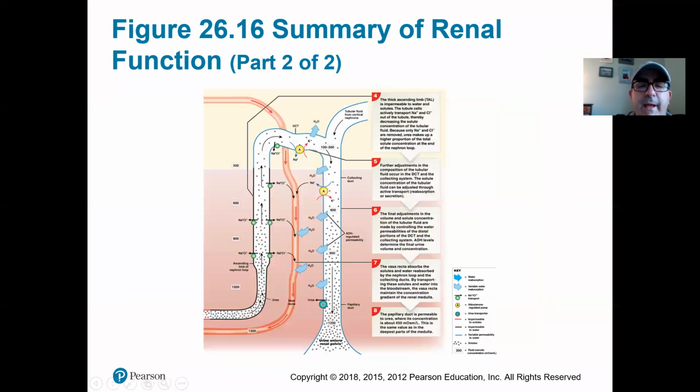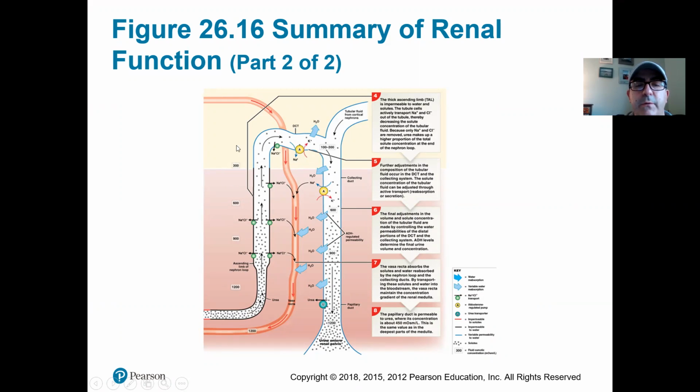Then as it moves its way back up the ascending limb of the nephron loop, the wall is no longer permeable to water, but sodium and chlorine get pumped out. So salts get pumped out. As you go from being highly concentrated with salt, as you move up this ascending limb, the salt is being pumped out and the osmotic concentration becomes lower.